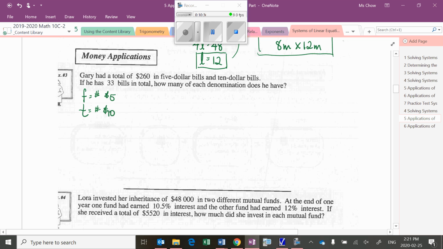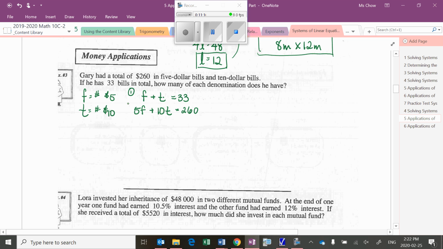So we know that there's 33 bills in total. So the number of $5 bills, F, plus T, the number of $10 bills, is equal to 33. Okay, $260 is my total, so that means that if F is the number of $5 bills, then 5F is the value of my $5 bills, plus the value of my $10 bills, 10T, is going to equal $260. And there we have it. We've got our 2 equations and 2 unknowns.